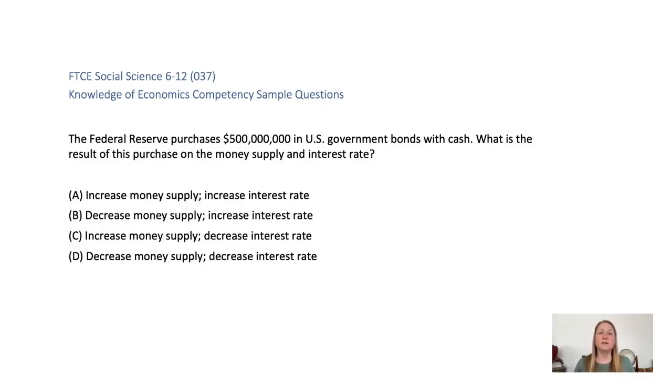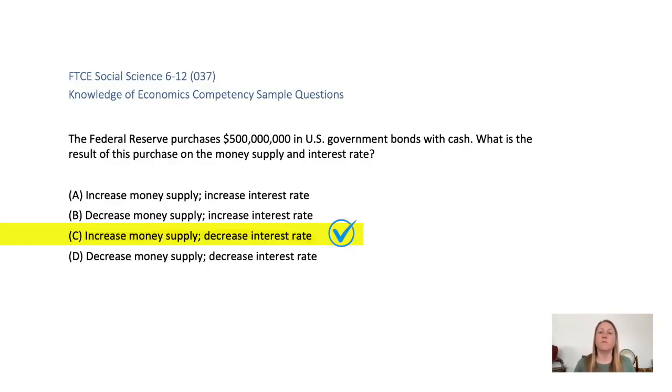A. Increase money supply and increase interest rate is incorrect. When money supply increases, interest rates usually fall. B. Decrease money supply, increase interest rate is incorrect. The Fed is buying bonds, which puts more money into the economy, so the money supply doesn't decrease. D. Decrease money supply, decrease interest rate is incorrect. A decrease in money supply would usually raise interest rates, not lower them. The correct answer is C. Increase money supply, decrease interest rate.